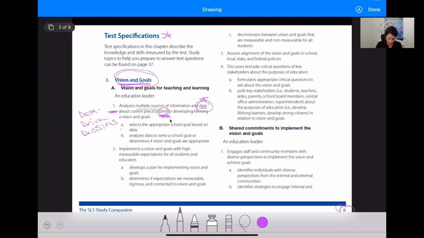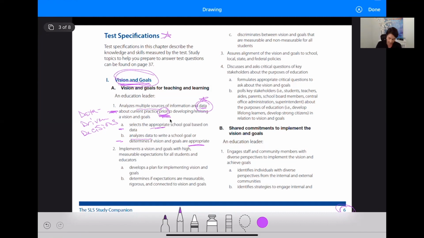And then these small sub skills underneath that are selects appropriate school goal based on the data. So once you see that data, then you can better prescribe the goal or whatever you're going to do. And then analyzes data to write a school goal or determines if visions and goals are appropriate. So that word appropriate is very important. You can't determine what's appropriate until you take a look at what's in the data.